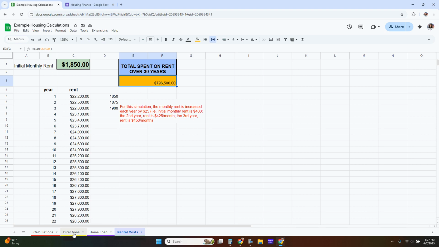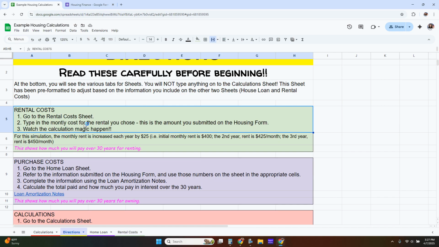Okay, so I'm going to go back to the directions tab. My green one is done. The rental cost is done. I'm going to go down here to purchase costs, and go to the home loan sheet, which is this purple one. I'm going to refer to the information submitted on my housing form and put that in the appropriate cells. I have amortization notes that I can refer to, and I'm going to calculate the total paid and how much you paid in interest over the 30 years.